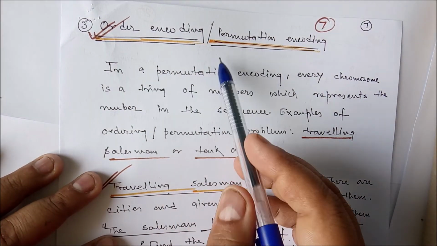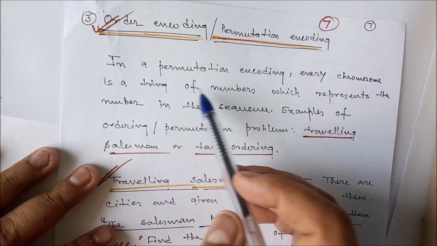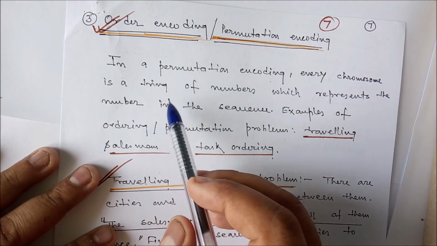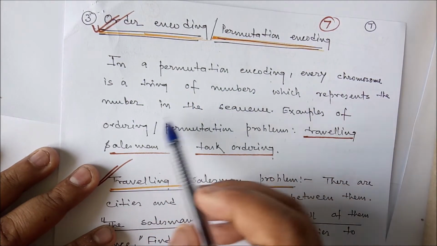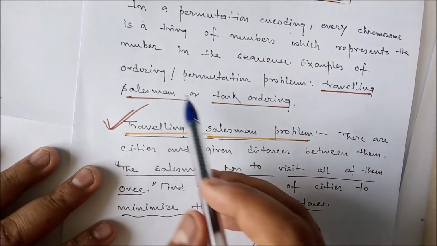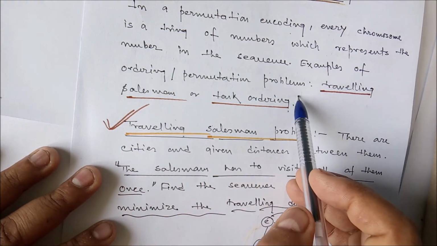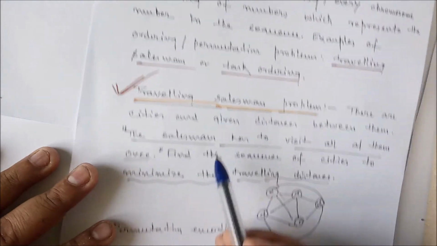Similarly, we have the order encoding or permutation encoding. In a permutation encoding, every chromosome is a string of numbers which represents the number in the sequence. Examples of ordering or permutation encoding are the traveling salesman problem or task ordering.